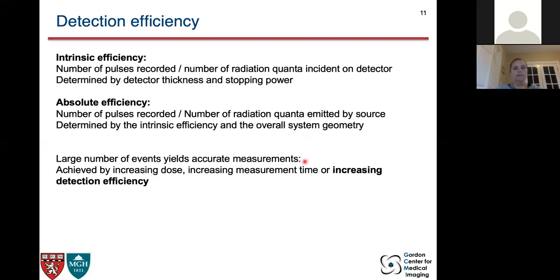And we already said that a large number of events will yield more accurate measurements. And we know that this can be achieved in three main ways: increasing dose, increasing measurement time, or increasing detection efficiency. Increasing detection efficiency is the only one of these that can be done without expense to the patient, because both increased dose and increased measurement time will cause discomfort and potential health issues for the patient.